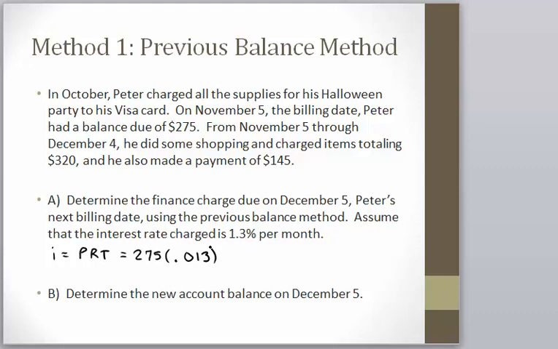And T is time, and our time is 1 month. We just want to be sure that we are being consistent with our units. Because the interest rate is in terms of months, then we want to be sure that we're using a month expression here as well for the time. So we're going to multiply 275 times 0.013 times 1, and we get $3.58. So $3.58 is the finance charge that will be due on December 5th.